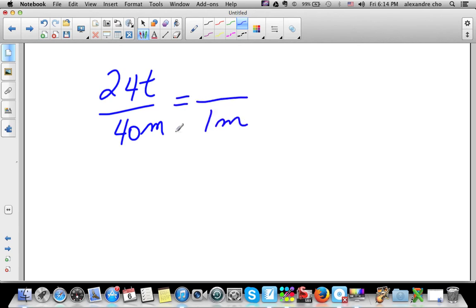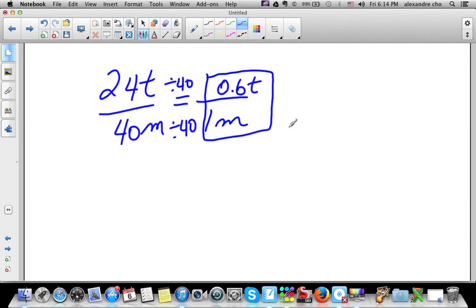In 1 minute, how many tables can you make? So divide that by 40, and I want to do the same thing on top. And that gets to be 0.6 tables. So in 1 minute, he can't really finish a single table. He finished a little bit more than half. So here's our unit rate. Okay, we know what he can do in 1 minute. He can finish a little bit more than half of a table.